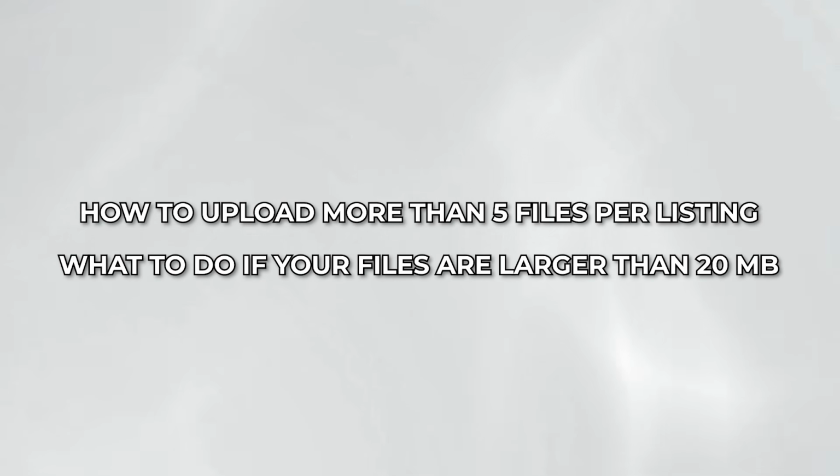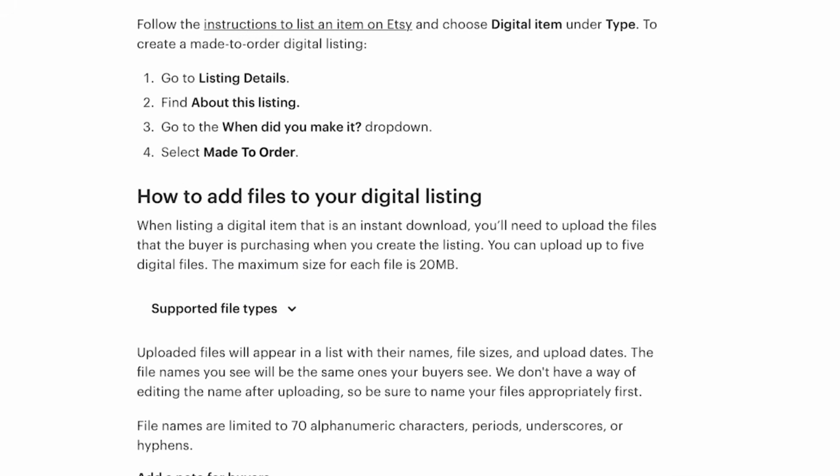Finally, I've had many people ask me how to upload more than 5 files per listing and what to do if your files are larger than 20 megabytes, which is the maximum file size that Etsy allows you to upload. So first, if your file sizes are less than 20 megabytes, then you can simply drag your files into a zip folder and upload that zip folder because that would only count as one upload.